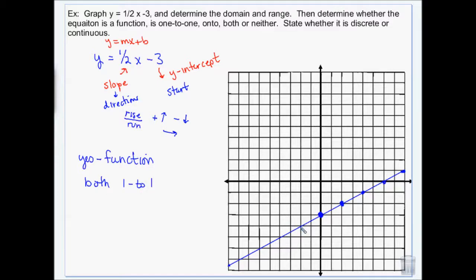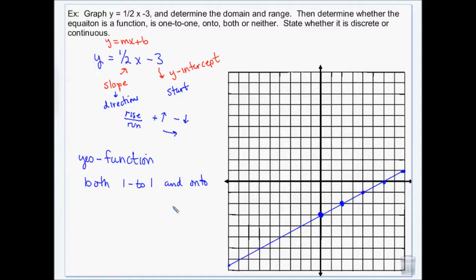Because I'm only getting 1 x to 1 y. And it's onto. Right, so this x only has 1 y, this x only has 1 y, etc. And then it'll go on forever. So I'm going to hit every negative and every positive number in both the x and the y.